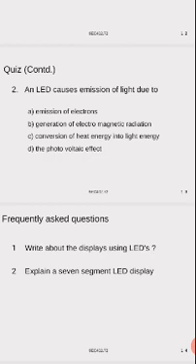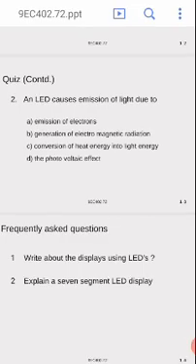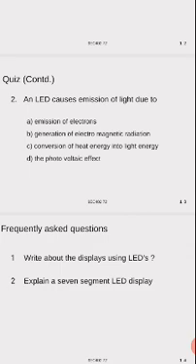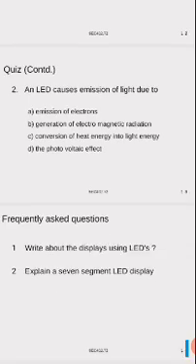And we know already, we studied what is an LED, why do we go for an LED, what is the working principle of an LED, and with what material these LEDs are constructed.